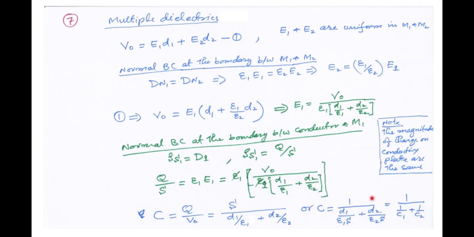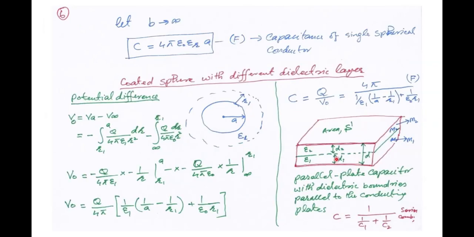So this actually represents the series combination. Whenever the interface of the dielectric materials is parallel to the conducting plates, that structure represents a series combination of capacitances.